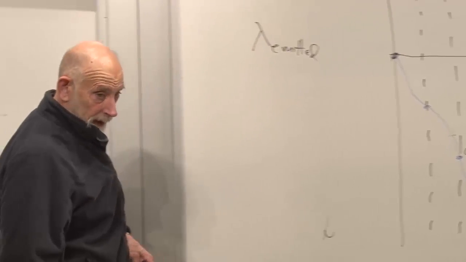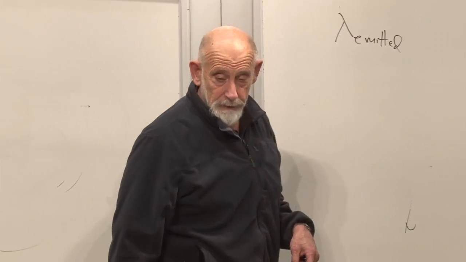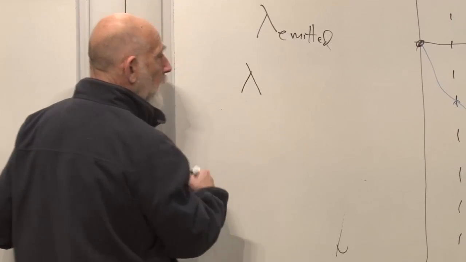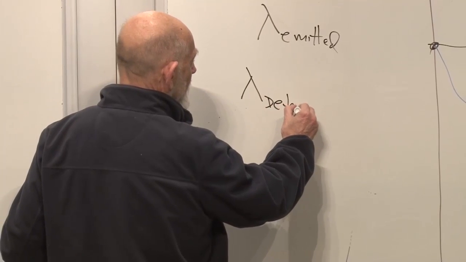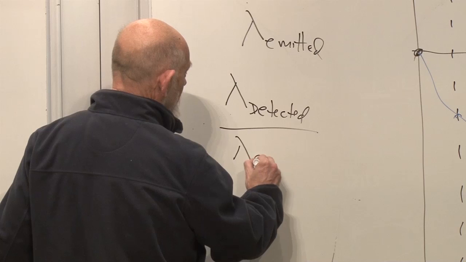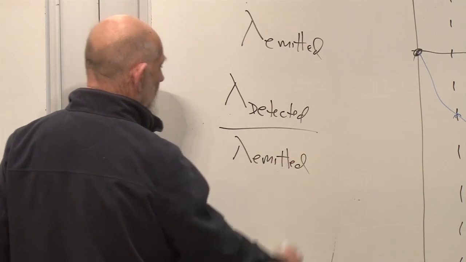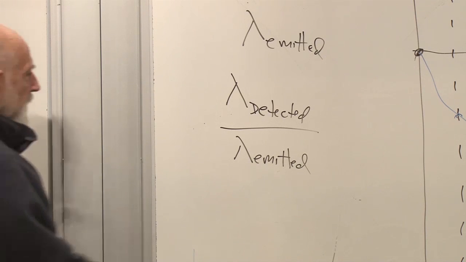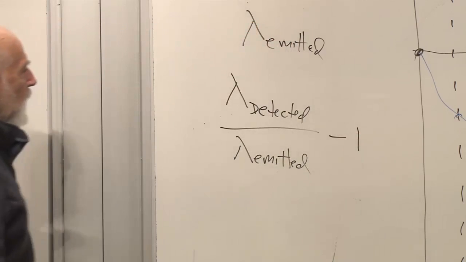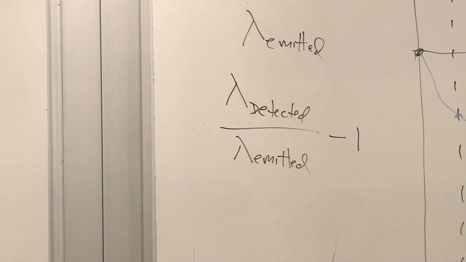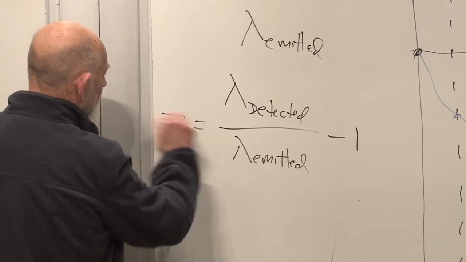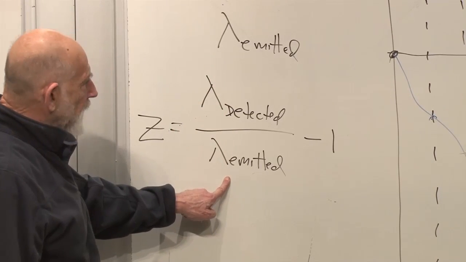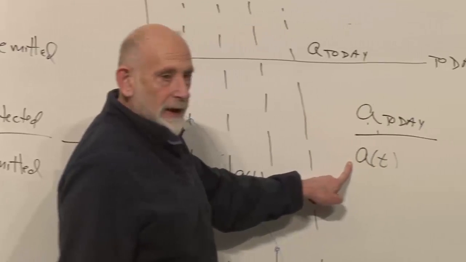And that's, in fact, the redshift factor. Let's define redshift carefully. It is the ratio of lambda when it's detected divided by lambda emitted. And that's not quite right. Is it -1 or +1 times that? -1. Why is the -1 there? For historical reasons. And it's called Z. Z is the redshift. And lambda detected over lambda emitted is just the ratio of A today over A of t.